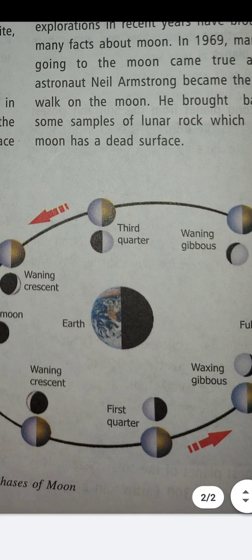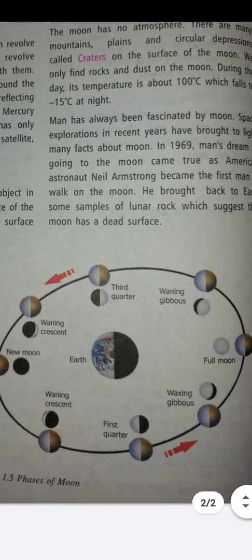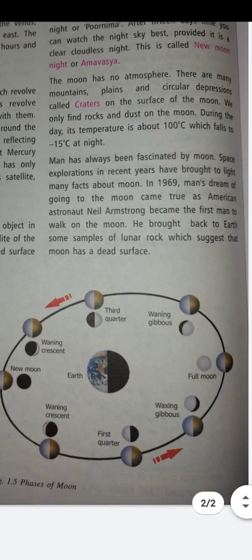Here a figure has been given for the phases of the moon. Starting from the left side, from the bottom: waning crescent, then first quarter, then waxing gibbous, then full moon, then waning gibbous, then third quarter, then waning crescent, and the new moon. All these phases of the moon occur within a month.